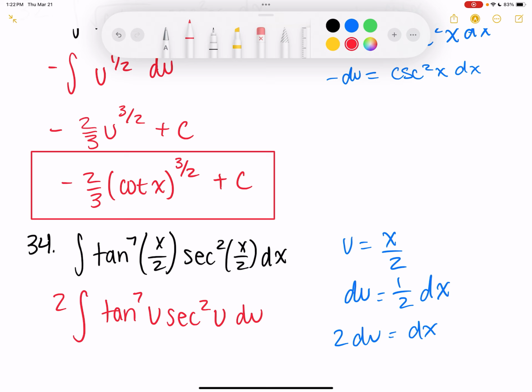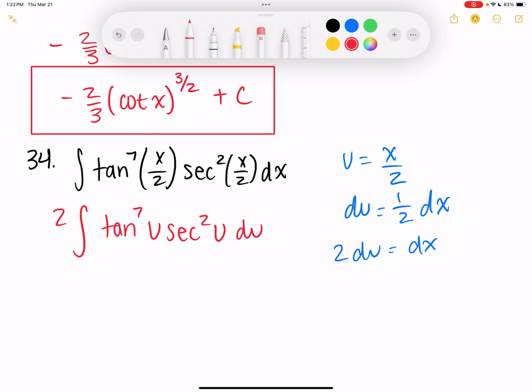Let me see here. So the 7 and the 2 is what's confusing. Because if we could take the antiderivative of tangent u secant u, that is just the derivative of secant. But the numbers are what's confusing. Technically, hypothetically, if I rewrote it this way for you, secant u, the derivative of that is secant u tangent u.